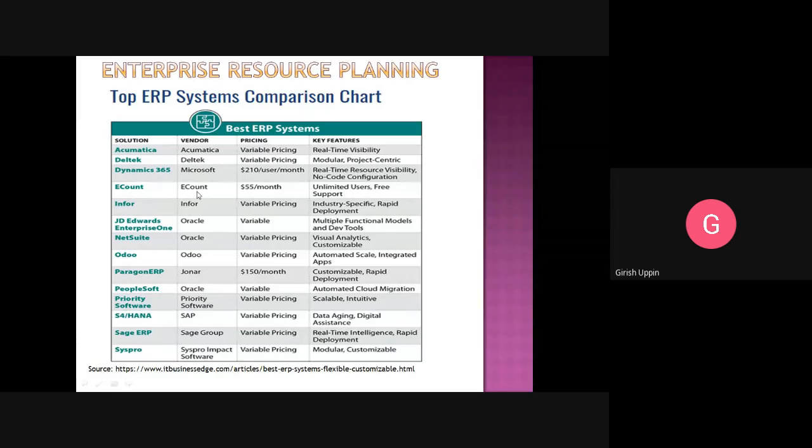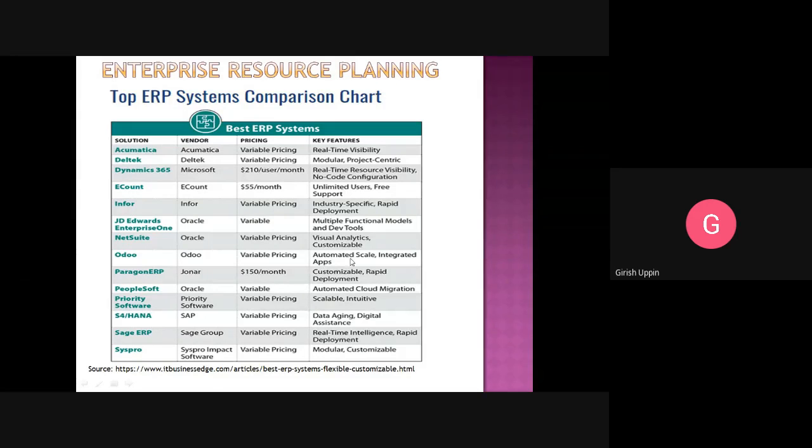eCount is the vendor. Unlimited users, free support. These are the key features. Next one is Infor, industry-specific rapid deployment. JD Edwards EnterpriseOne is done by Oracle, with multiple functional modules and development tools. Then NetSuite, it is also by Oracle. Here, see, this is a requirement. Based on the requirement of the industry, they can see the key features and accordingly they can use. For a particular industry where visual analytics is more important, they should go for NetSuite.